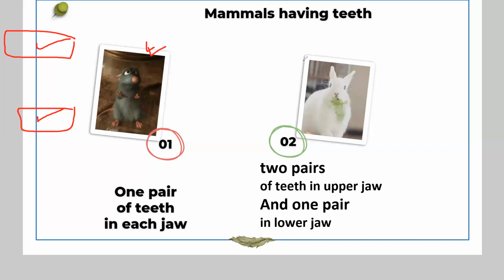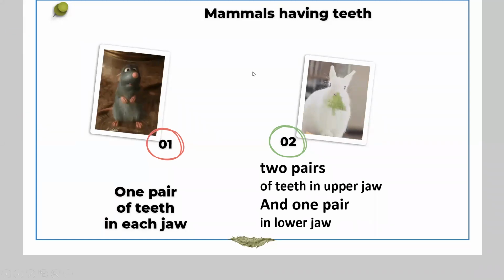The other type, which is lagomorphous. Lagomorphous is a kind of animal, or a kind of mammal, to be more specific. A lagomorphous is a kind of animal that has two pairs of teeth in the upper jaw and one pair of teeth in the lower jaw.